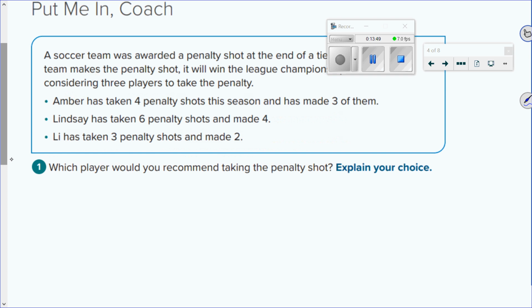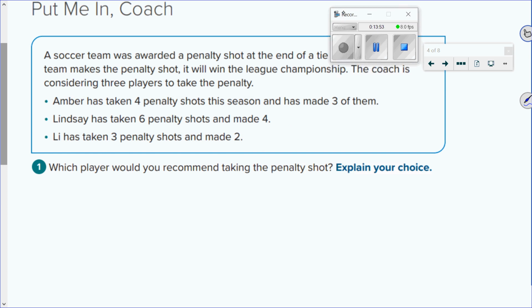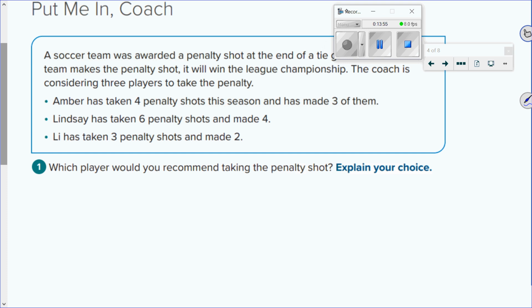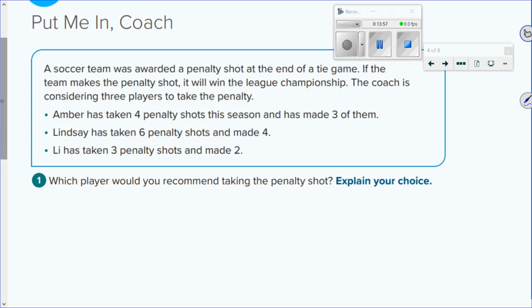Guys, we're now going to do a penalty shot scenario. Very appropriate with World Cup going on right now. So a soccer team was awarded a penalty shot at the end of a tie game. If the team makes the penalty shot, it will win the league championship. The coach is considering 3 players to take the penalty.